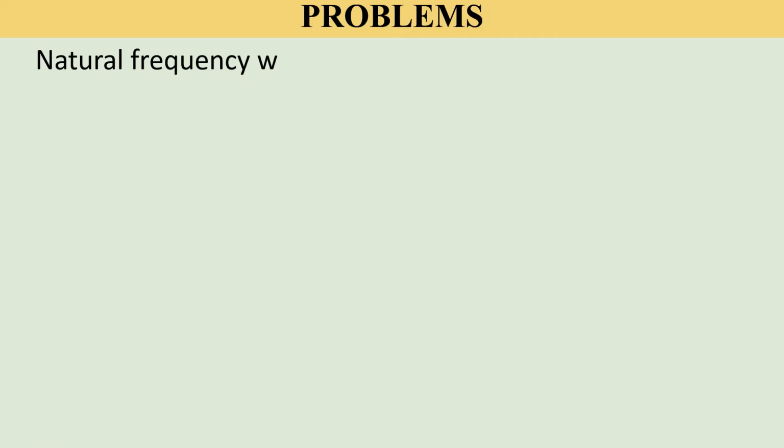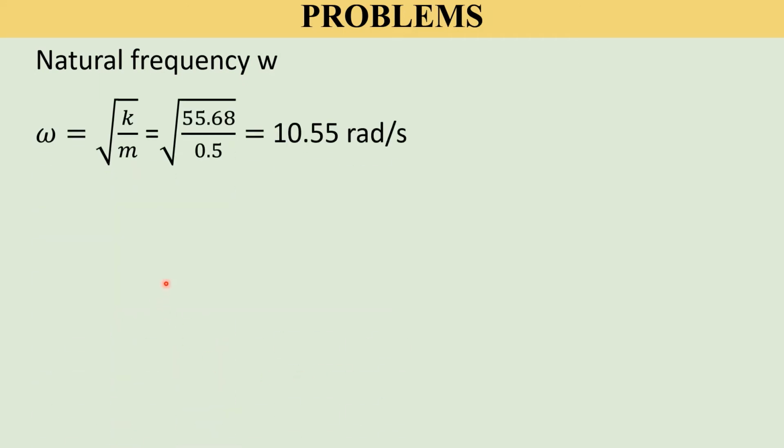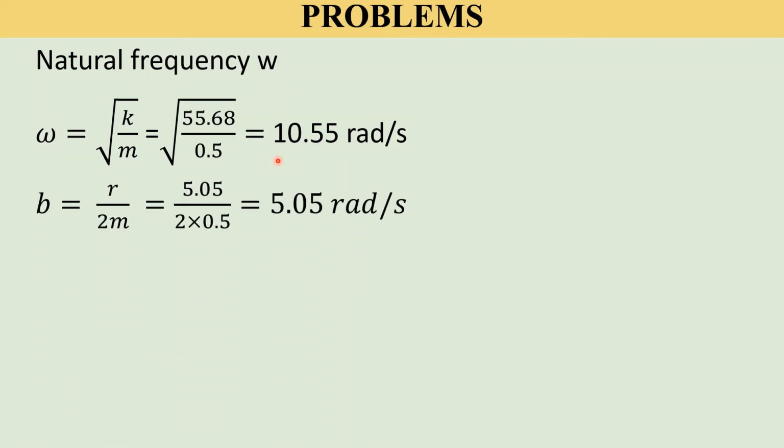Natural frequency omega is equal to square root of k by m. So that is equal to square root of 55.68, which we just calculated, divided by mass 0.5. So that is equal to 10.55 radians per second. Damping factor b is equal to R by 2m. So b is equal to 5.05 divided by 2 into 0.5, so this is equal to 5.05 radians per second.